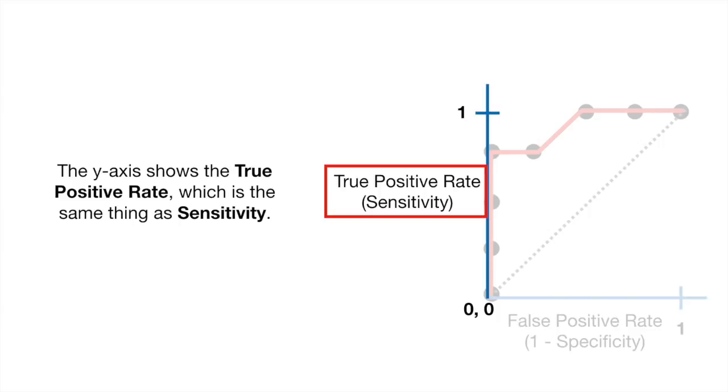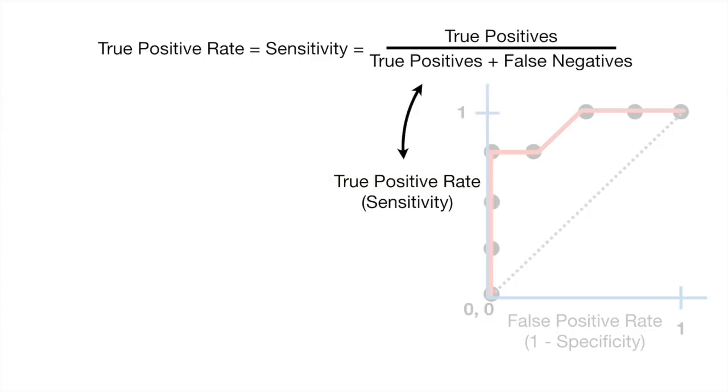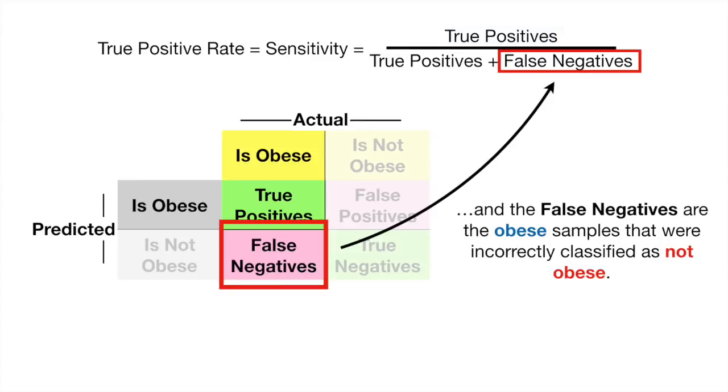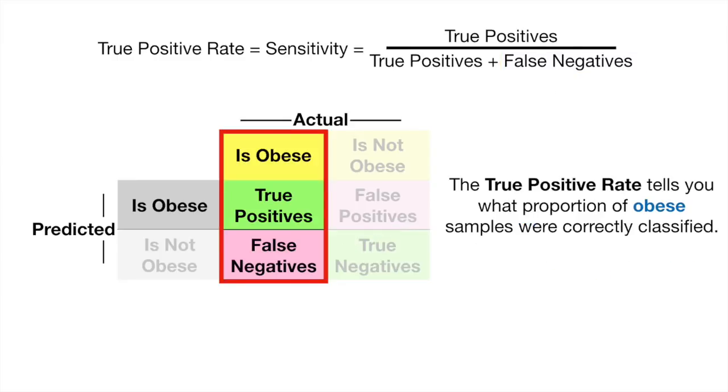The y-axis shows the true positive rate, which is the same thing as sensitivity. The true positive rate is the true positives divided by the sum of the true positives and the false negatives. In this example, the true positives are the samples that were correctly classified as obese, and the false negatives are the obese samples that were incorrectly classified as not obese. The true positive rate tells you what proportion of obese samples were correctly classified.